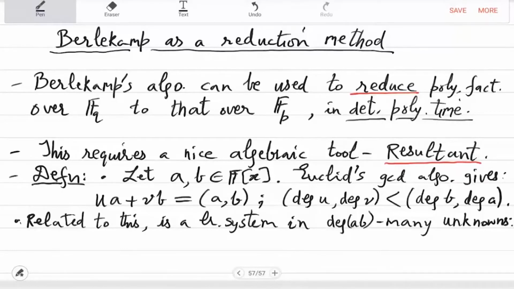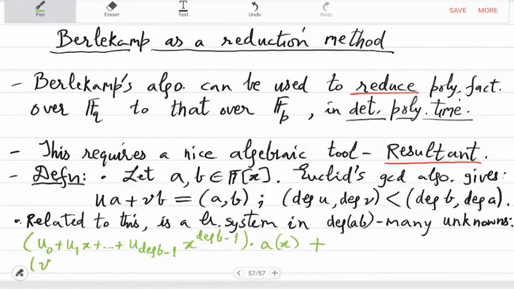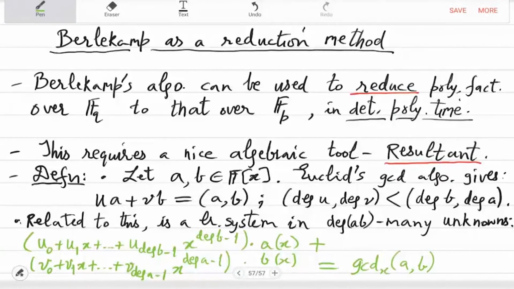So let us write that equation. So you have U0 plus U1x up to U degree B minus 1, so U times A is this, plus you have the same thing for V, up to degree of A minus 1, times B of x, and the sum is equal to the GCD with respect to the x variable.